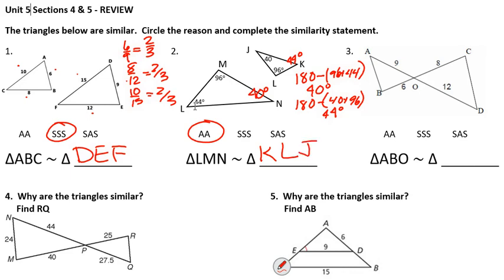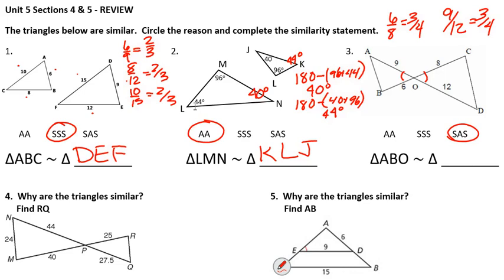Okay, so number 3 over here. On number 3, we're going to, again, compare short side to short side. So we're going to do 6 over 8. That is 3/4. And we're going to do 9 over 12. That's also 3/4. Okay, so we get the same ratio. And notice here we have vertical angles this time. So that would mean that we would have side, angle, side.